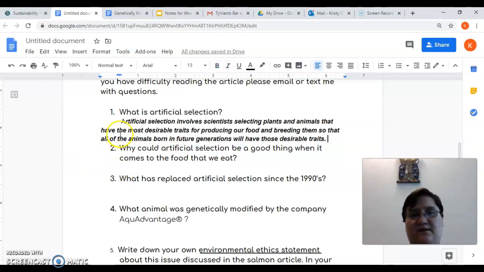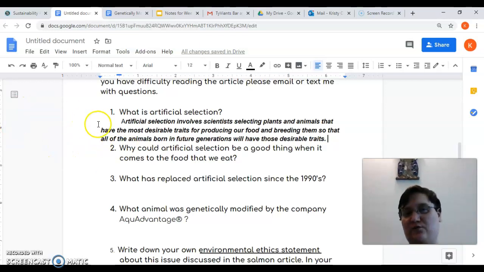I'm going to read this. So artificial selection involves scientists selecting plants and animals that have the most desirable traits for producing our food, and then breeding them so that all of the animals born, or the plants for that matter, in the future generation will have those desirable traits. So I just talked about how we can genetically alter plants and animals, right? So we can take out a gene, we can add a gene, and we can change how the plants or animals look.